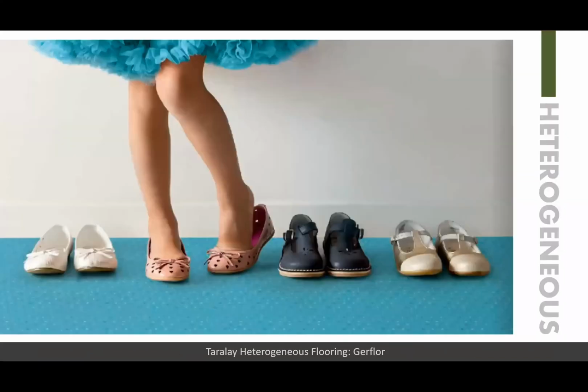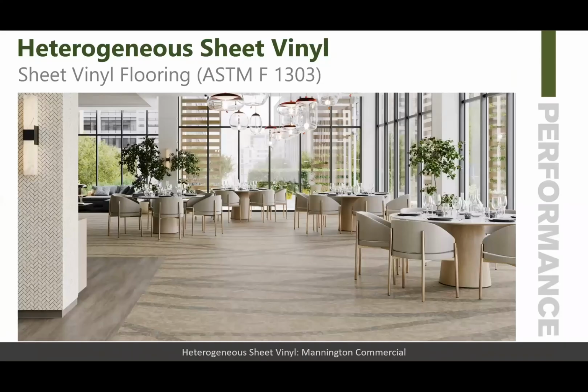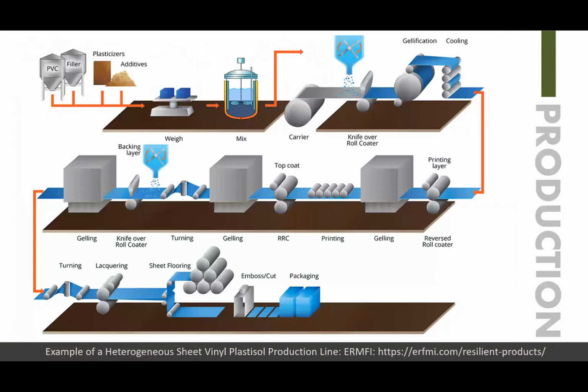So heterogeneous flooring is basically a layered process. It has a different performance standard, ASTM F1303, and it has a different type of production method. So plastisol, which is a liquid mixture of PVC dispersion resin, plasticizers, fillers, and additives, has a consistency of a paste. The paste, or plastisol, is applied by a coating process and transformed into the solid state by heating. This is called gelification in the diagram shown.